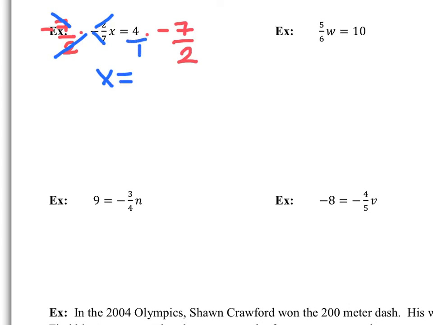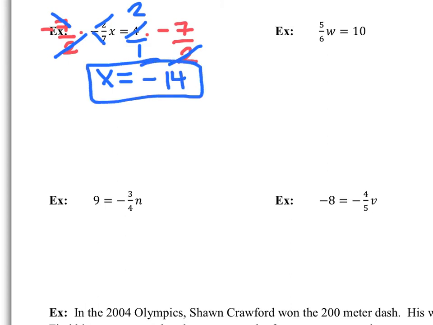Then I could put 4 over 1, cancel my 2 with my 4, that would become a 2. X equals negative 14. You would get the same thing if you had divided by negative 2/7, but it's just kind of a shortcut. Try the shortcut with the next 3 examples right over here. Pause the video to do that, and then check back in to see if you're correct.